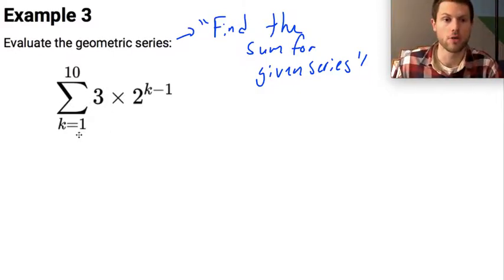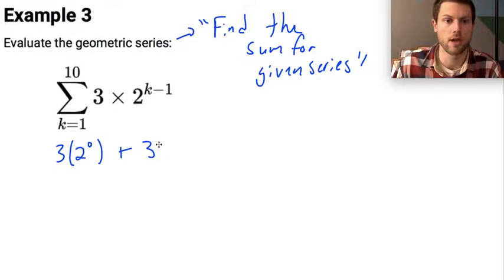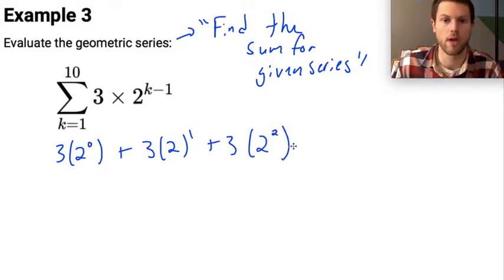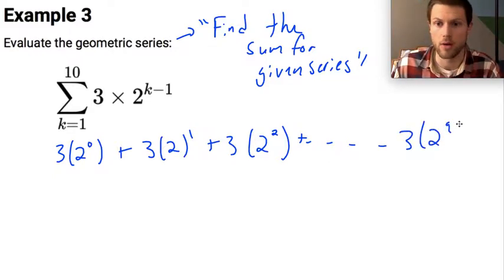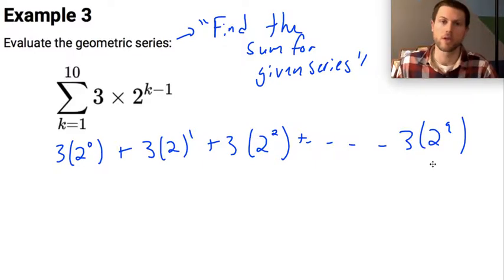So what I could do is spend the time plugging in k equals 1, and I would get 3 times 2 to the 0 power, plus 3 times 2 to the 2 minus 1, so 2 to the first power, plus 3 times 2 to the second power. And I can figure out what all those things are all the way up until 3 times 2 to the 9th power. But that might just be a waste of time.